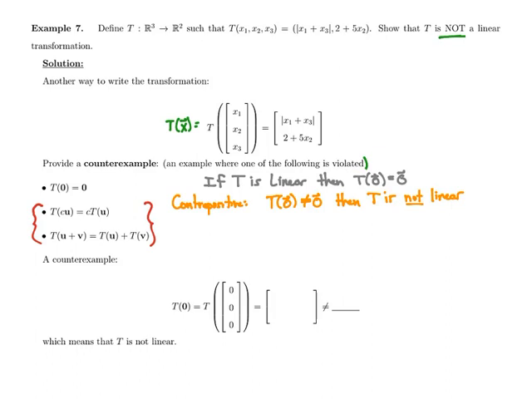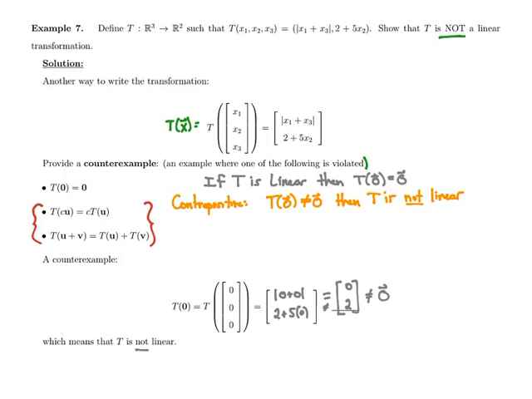So let's look at a counterexample here. We're going to look at the 0 vector property. T of 0 is equal to T of something in R3, 0, 0, 0. And using our definition of T, this will be the absolute value of 0 plus 0, and then 2 plus 5 times 0, which is the vector 0, 2, and that's not equal to the 0 vector. And that means that T is not linear using the contrapositive result.